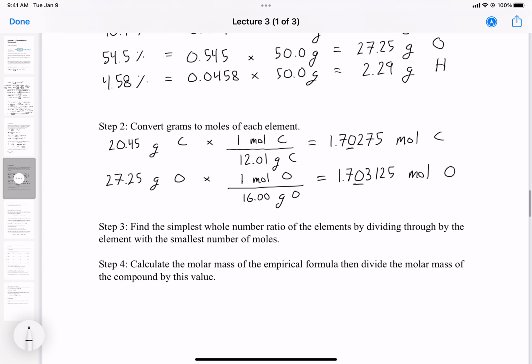And lastly, sorry, I need to write a little bit smaller or give myself some more room here. 2.29 grams of hydrogen times 1 mole hydrogen is equal to 1.01 grams of hydrogen. And then we get roughly, maybe a little bit less than 2.29. 2.29 divided by 1.01. So yeah, 2.26733 moles of hydrogen.